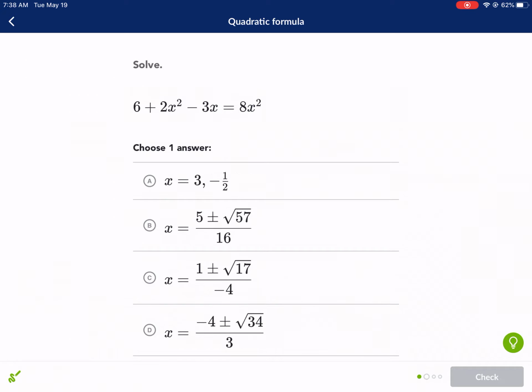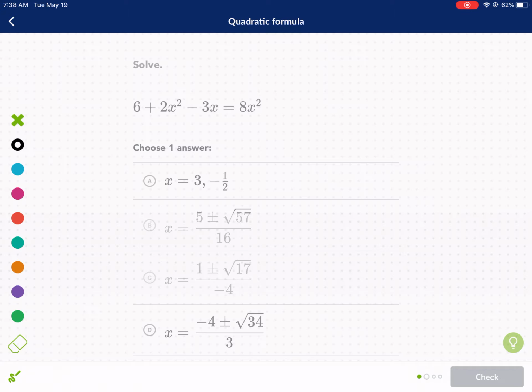Okay, moving on. Now we have 6 plus, we got all this stuff. We need to get everything over to one side first, so we're going to subtract 2x squared. Now, I guess it would make more sense to subtract 8x squared. Either way, I usually like to have the a positive, but it doesn't really matter that much as long as you input everything correctly.